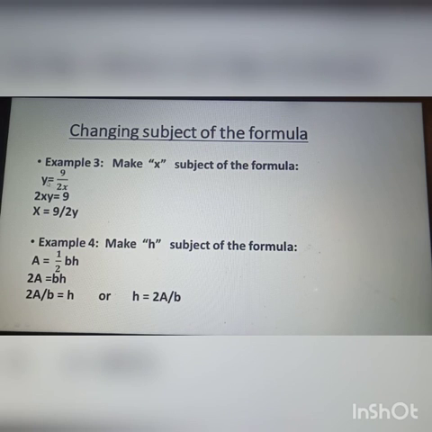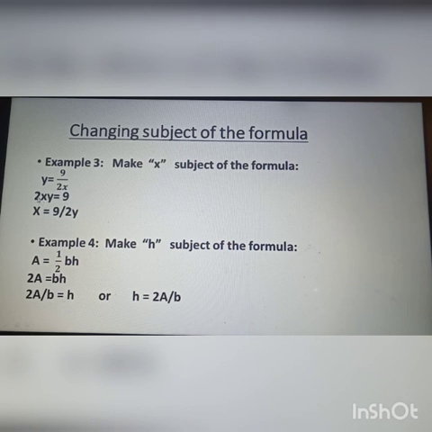y will be multiplied with 2x, and 9 will be multiplied with 1, which is there, even if it's not shown, but y could be written as y by 1. 9 ones are 9, and 2x multiplied by y is 2xy. So cross multiplication has been done, and after converting it into this form, as we were to make x the subject of the formula, keep x here, and the remaining elements need to be taken to the other side.